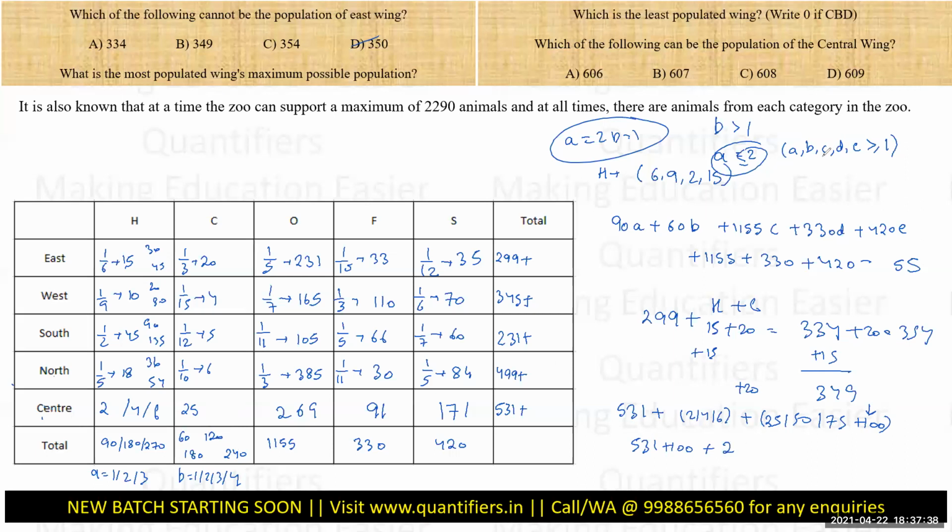Because if I'm substituting B as 4, I'm already making a lot of increment over here, 180 ka increment over, right? I cannot accommodate an increment of 90 over here. Okay. So plus 2. So 531 plus 100, 631 plus 2, 633 is the required answer.